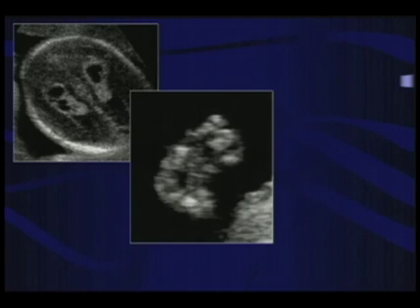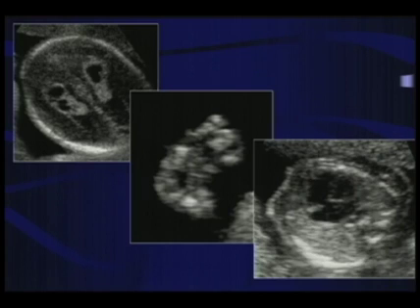In this case, we went ahead and looked at the hands. They never opened or closed. They were very clenched. We also looked at the heart. It may be hard to appreciate this, but there was an AV canal. And this case was a case of trisomy 18.